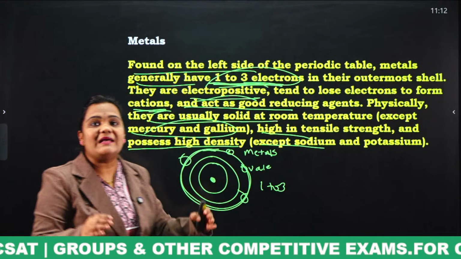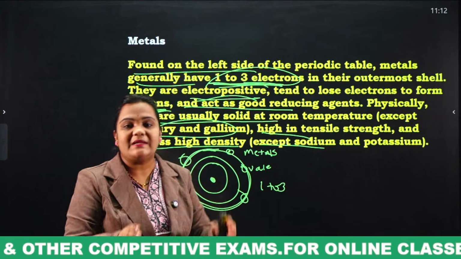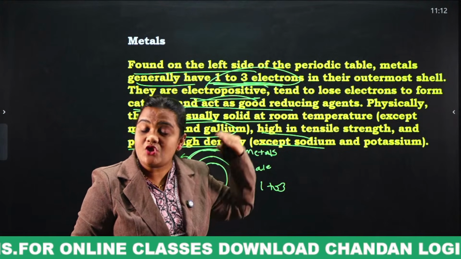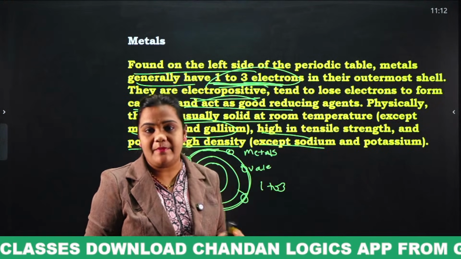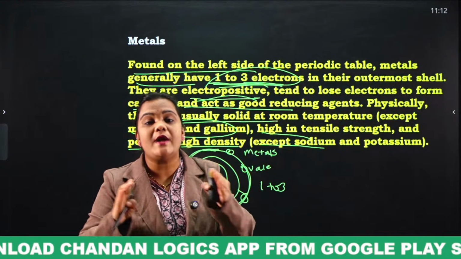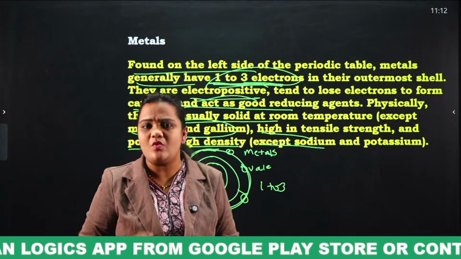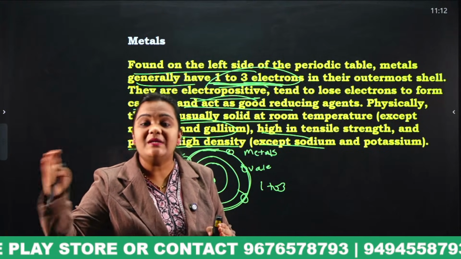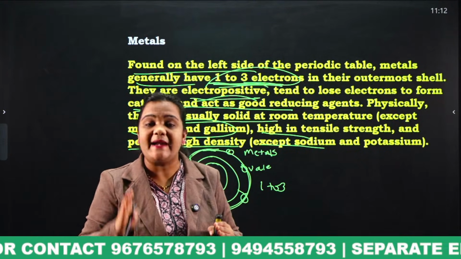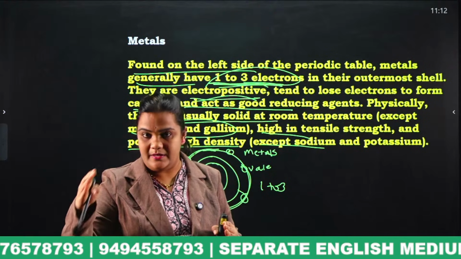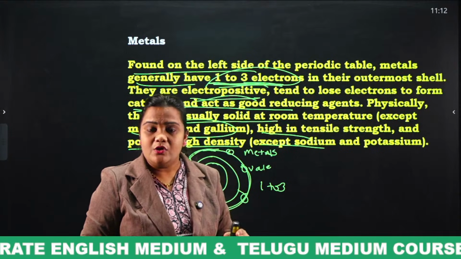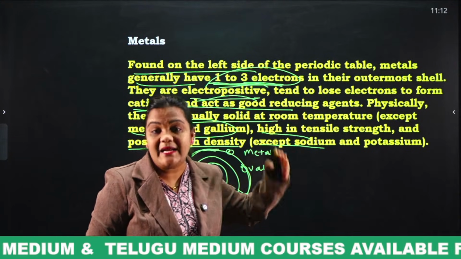Okay, students, as of now what I have explained is metals. Metals exist on the left side of the periodic table. They are electropositive elements. Electropositive elements means what, students? They easily tend to lose electrons. That means they easily form cations. Cations are nothing but what, students? Positively charged elements.